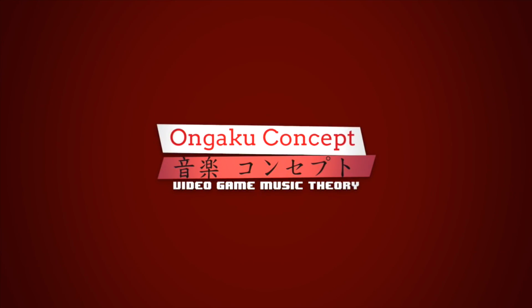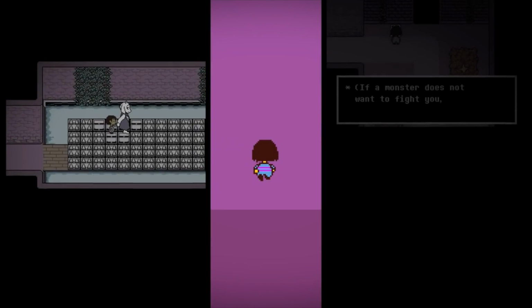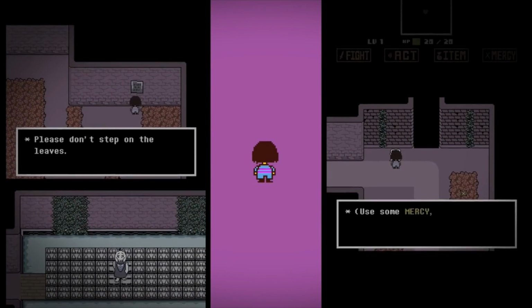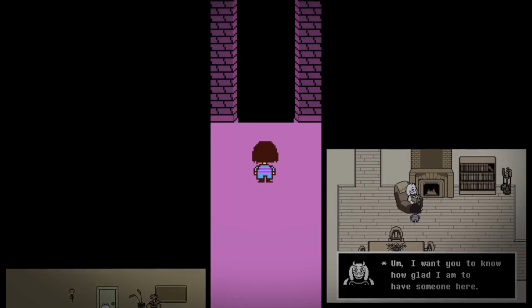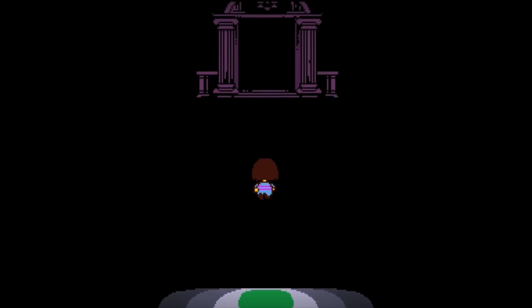Ongaku Concept. Undertale. I feel like I shouldn't have to tell you what that is, but if you don't know, it is an Earthbound-style indie RPG. The game's creator, Toby Fox, composed the entire soundtrack himself, and it's pretty impressive, to be honest.